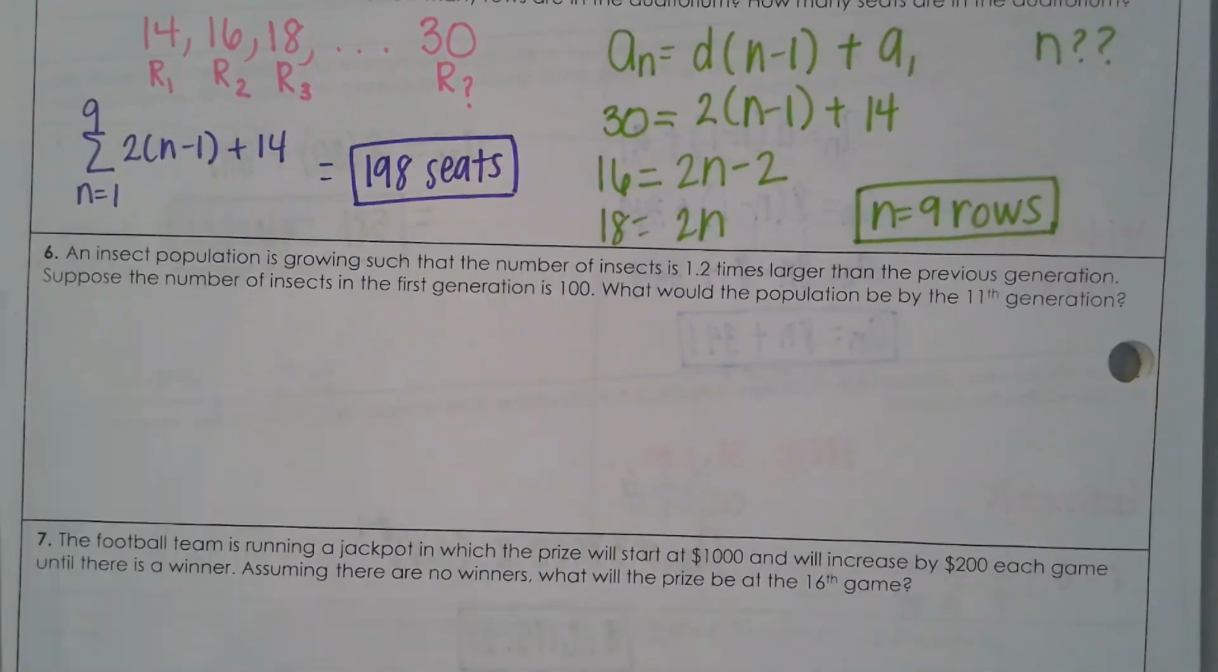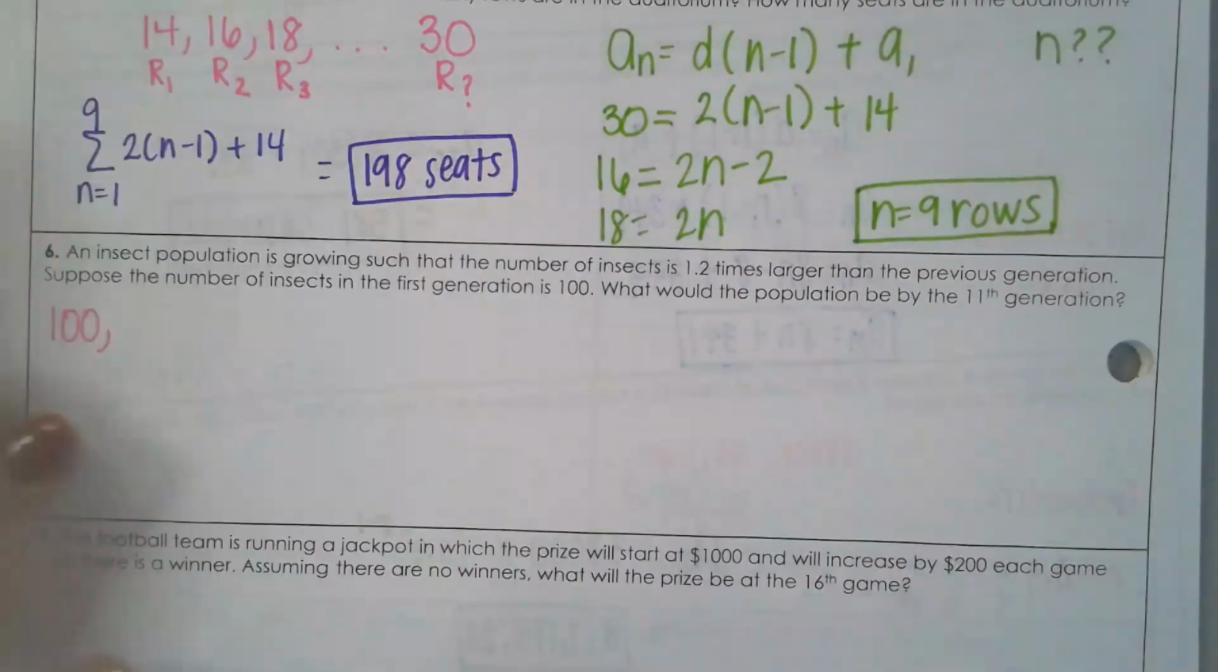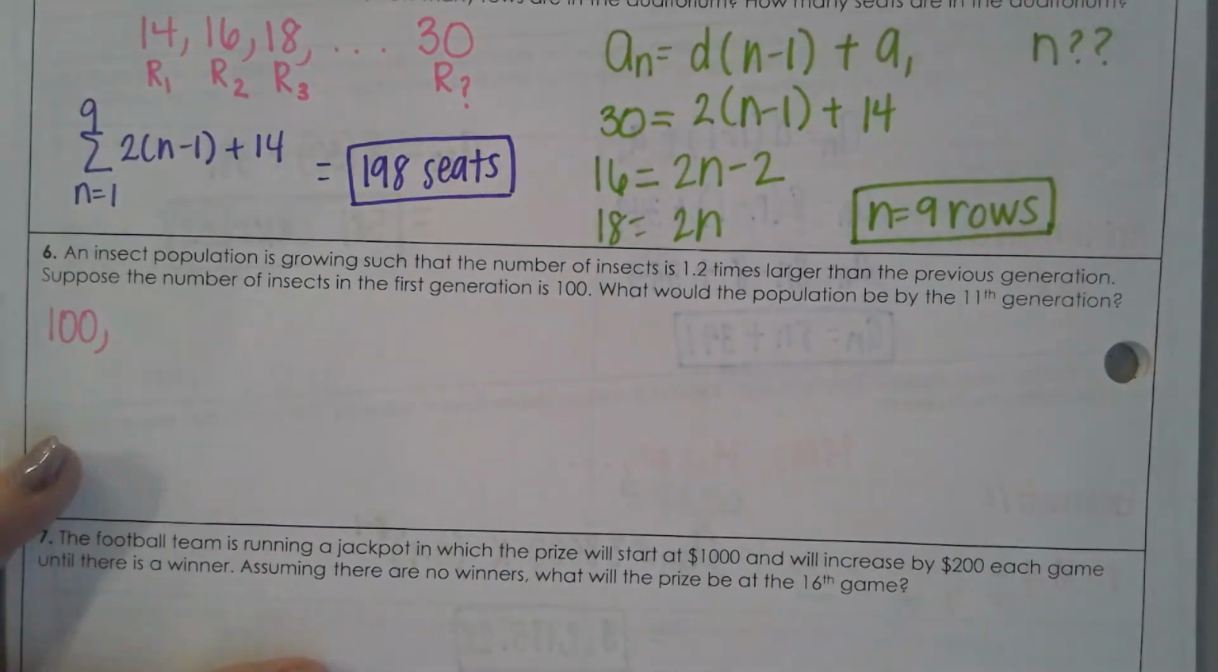Number 6, an insect population is growing such that the number of insects is 1.2 times larger than the previous generation. Suppose the number of insects in the first generation is 100. So my first term is 100. How would I find my second term?